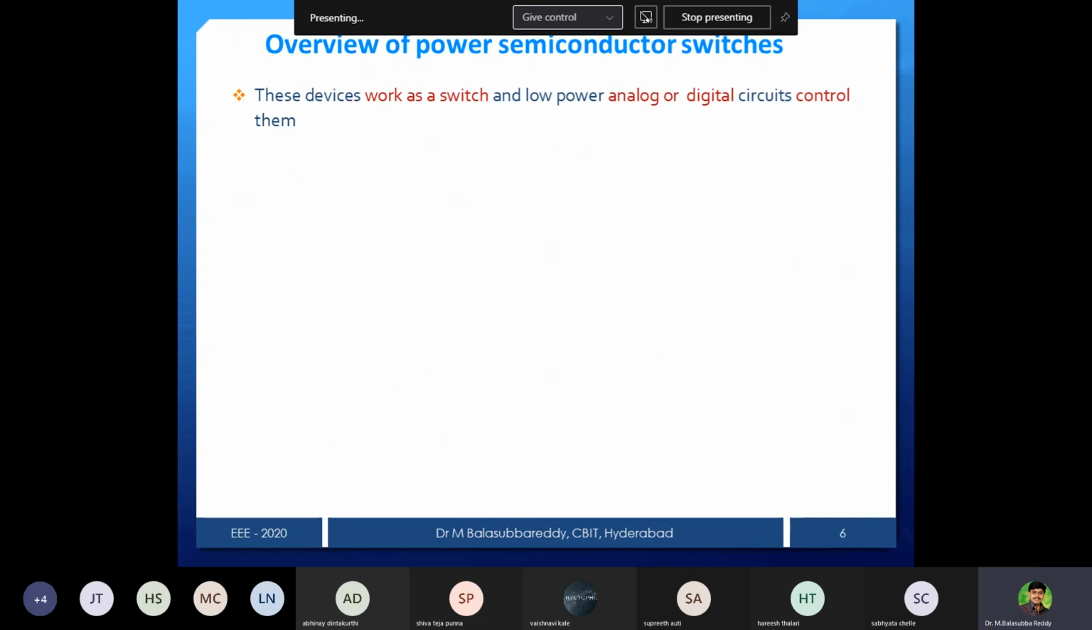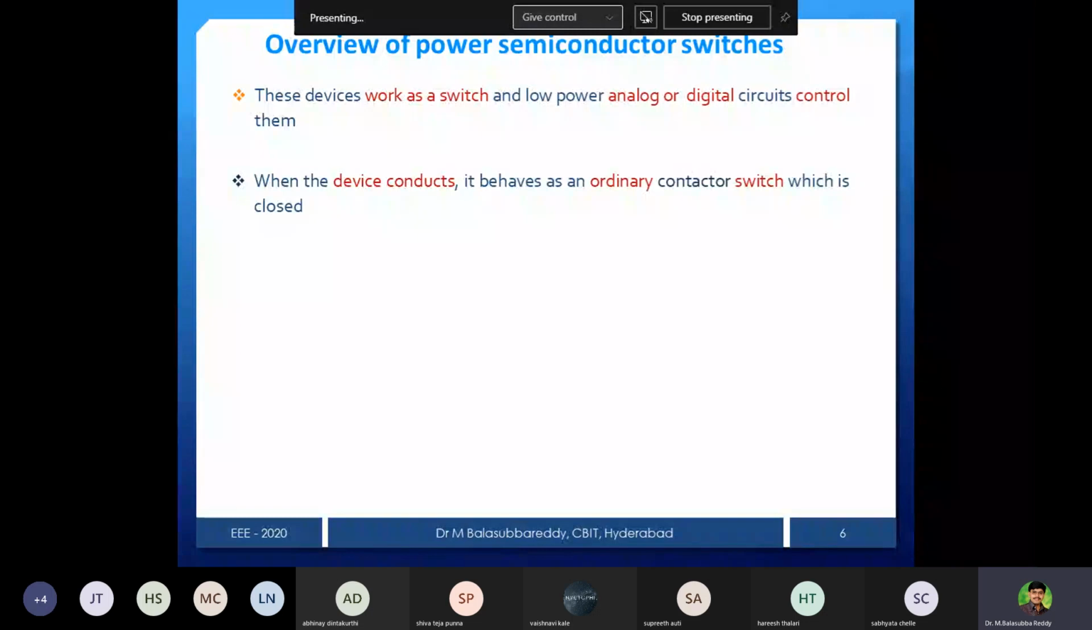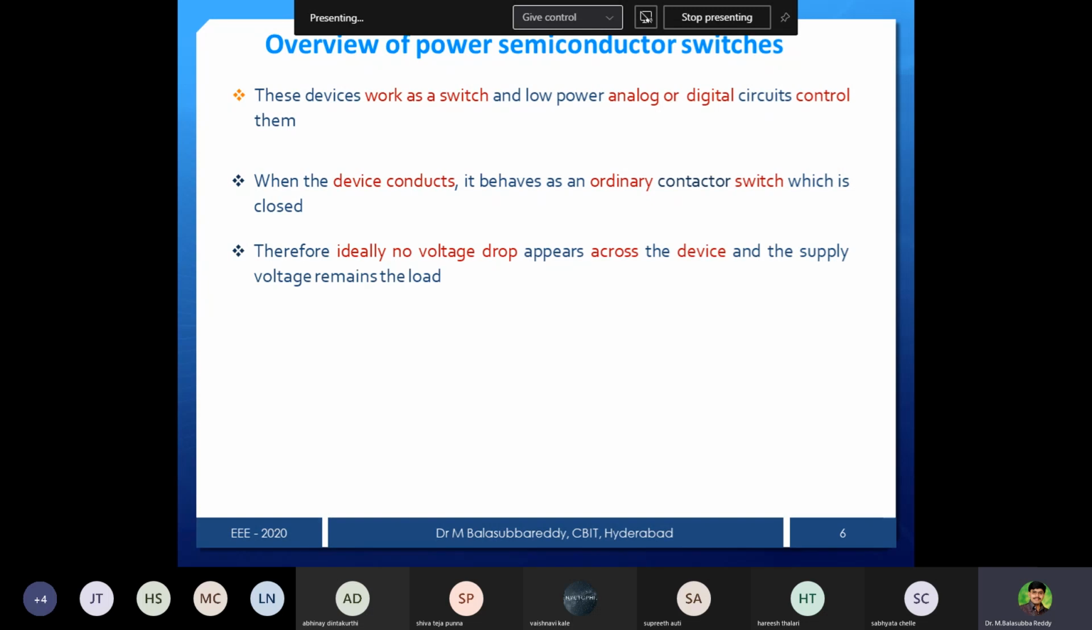Now, they work as a switch, and a low power analog or digital circuit controls them. Whatever device we are using, power electronic semiconductor devices are switches only. When the device conducts, it behaves like an ordinary contact, whether it is a thyristor or a MOSFET, irrespective of the device. Once the device is closed, meaning it is turned on, it is simply like a contact between the source and load, where the switch is closed. That is the only mechanism here.